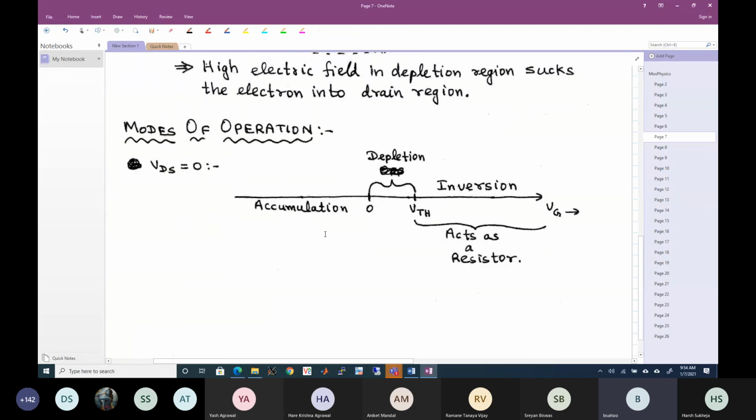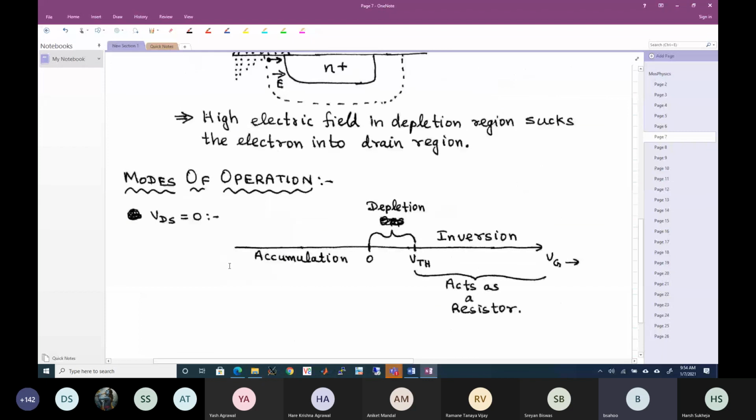Okay, so modes of operation for VDS. For VGS less than 0, we have accumulation. From 0 to threshold voltage, we have depletion. Sorry, this is the gate voltage with VDS equal to 0. As gate voltage exceeds threshold voltage, we have inversion, and in this region the transistor acts like a resistor. As soon as I change the drain voltage, it becomes a current source at some point.